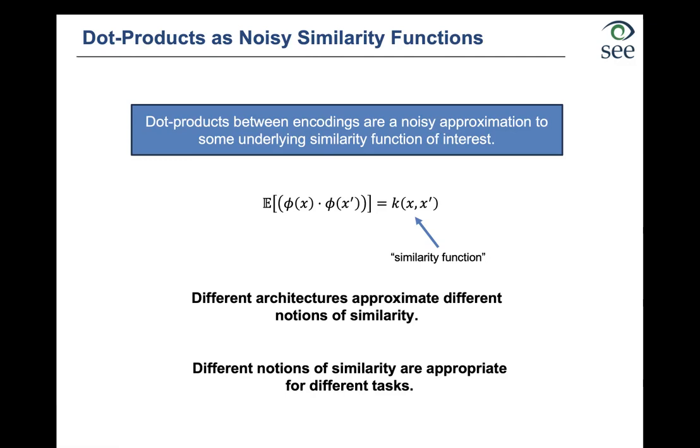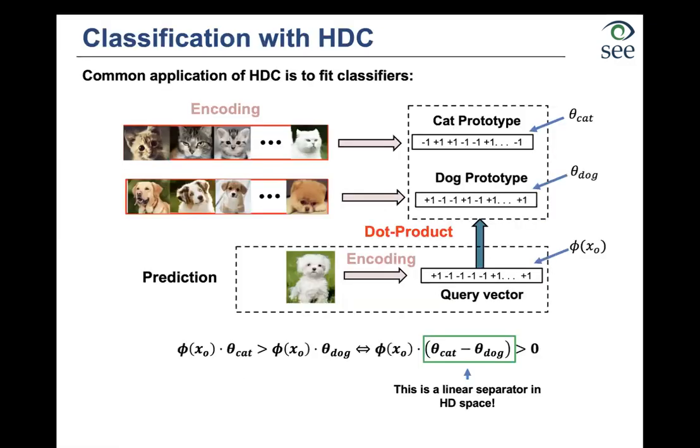So why does this matter? Well, different underlying notions of similarity are appropriate for different kinds of tasks. Just to provide a motivating example, one of the typical practical uses of HD computing is to fit classifiers. The way we often do this is we say we have a collection of data that belongs to two classes. Let's say the data consists of pictures of cats and pictures of dogs. And the way that we typically construct classifiers is by forming these prototypical examples that represent the class of cat and class of dog in some way.